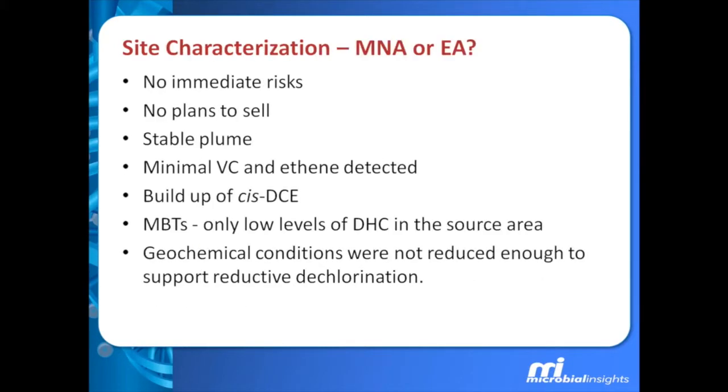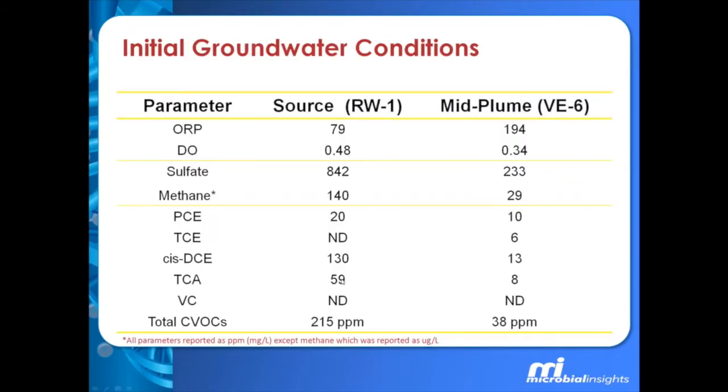And in this particular case, there is no immediate risk identified, no plans to sell. The state was stable plume, minimal vinyl chloride and ethene had been detected, though. There was a buildup of cis-DCE. So basically, they wanted to evaluate the potential for enhancing remediation using an electron donor. But we've got some problems here, though.